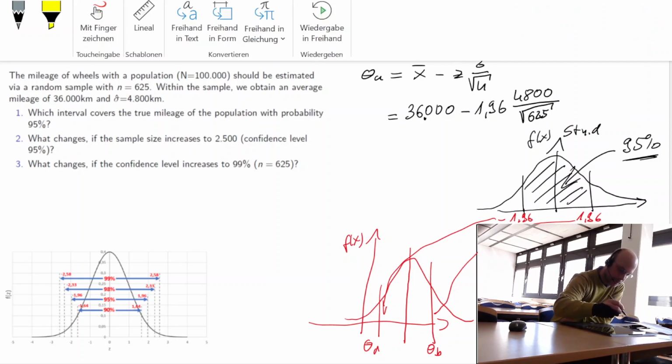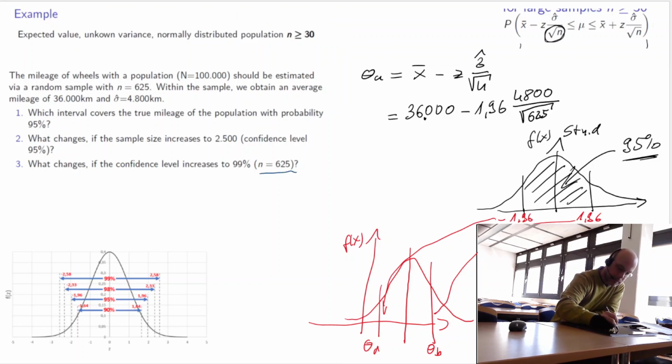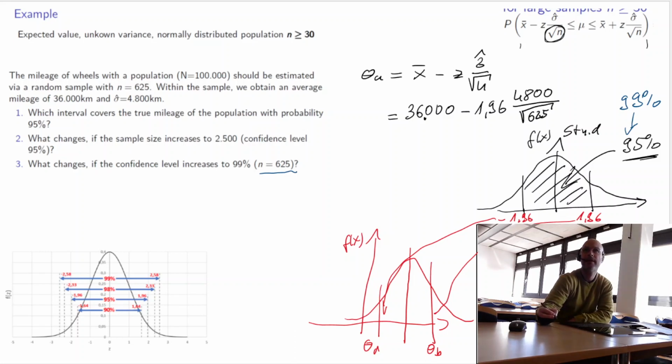Let's take blue. Now we should come back to our first size of our random sample, 625. Here we are, Z is 2.58. And this just means that we have to change this here into 99. Still, we have our 625, but now we are moving to a confidence level which is larger.